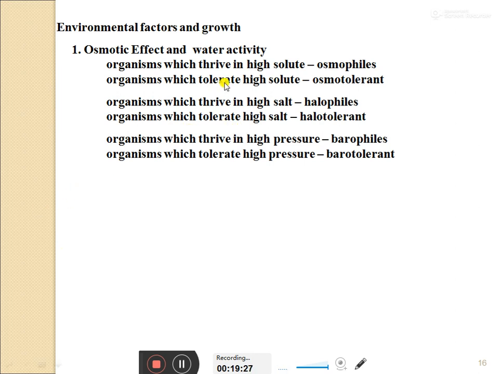Organisms which thrive at higher solute concentrations are called osmophiles, meaning they love a higher concentration of solute. Microorganisms which tolerate higher concentrations of solute are called osmotolerant, meaning they will not grow in the presence of a higher concentration of solute, but they can tolerate it, they will not die. Organisms which grow in high salt are called halophiles, and those which tolerate high salt concentration are called halotolerant.